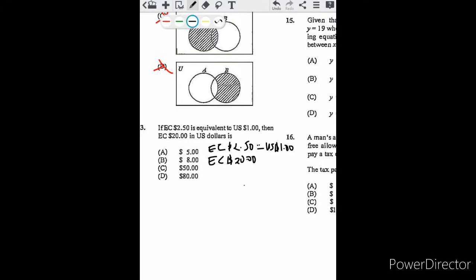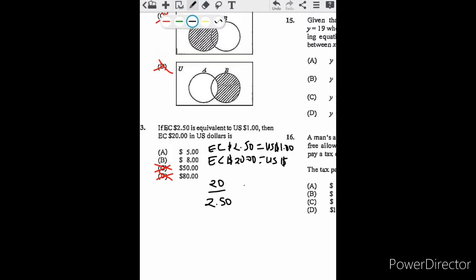From what we can see so far, we know that the EC is lower than the US. Therefore, our EC, which is 20, our US is going to be lower than 20. So therefore, that's automatically C and D is out. So our answer is either A or B. But let's find out. To find this, we need to divide our 20 EC by our 2.50 EC.